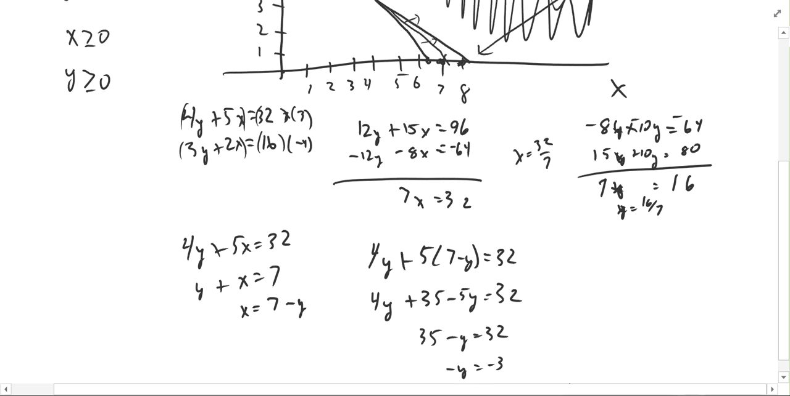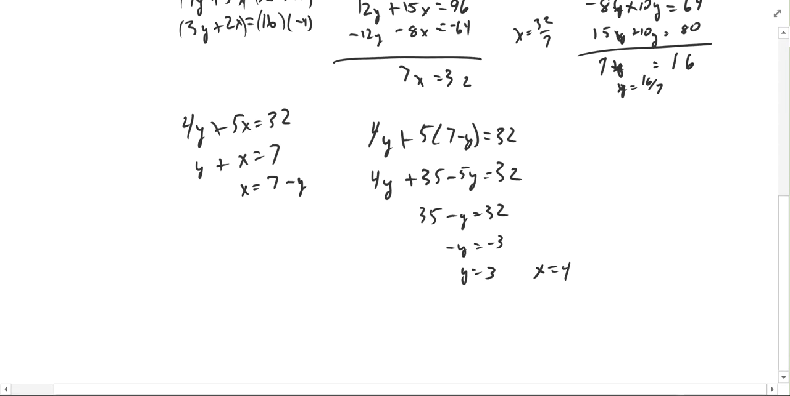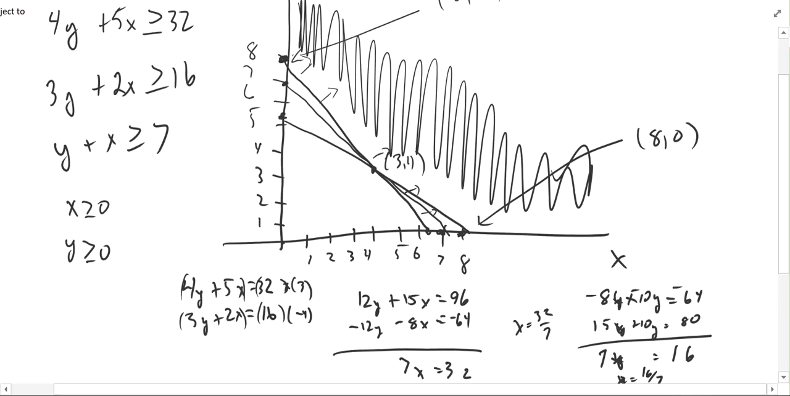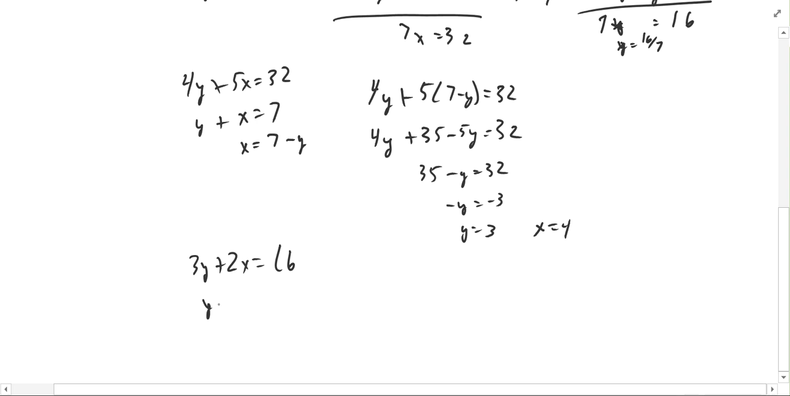So I've got the point 3, 4, which I'm guessing is about this one here. That would be the point 3, 4. And if I look at the last pair that I have there, which is the 3y plus 2x equals 16, and y plus x is equal to 7. And so I'll find where those two intersect. If I multiply the bottom equation by 2, I'll have 3x plus 2y equals 16 minus 2y.